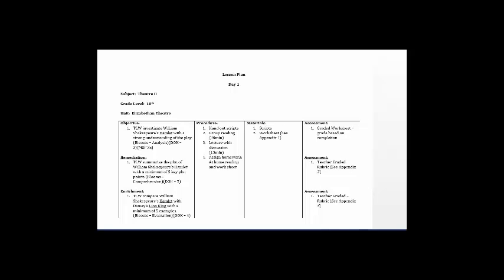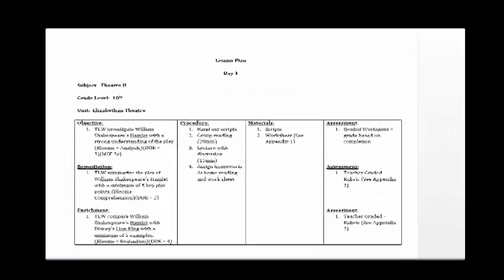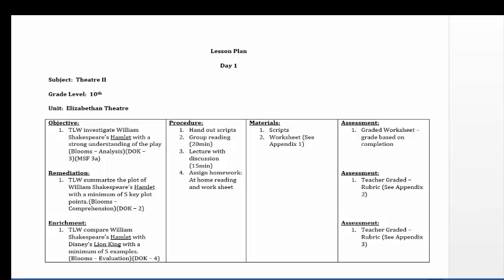Okay, one last one. I promise this is the last one. Let's look at lesson plan day 1, subject theater 2, grade level 10th grade, unit Elizabethan theater. So the objective, number 1, the learner will investigate William Shakespeare's Hamlet with a strong understanding of the play. Okay, so what have we missed out on this objective? And that is the real simple part, level of mastery. There's no level with 80%, with 70%, with key factors.